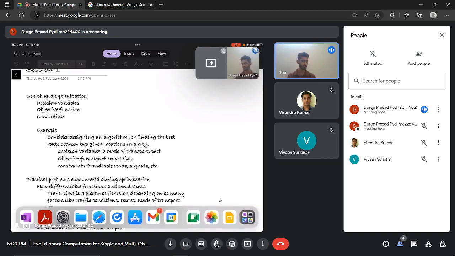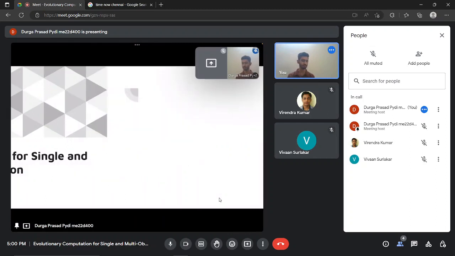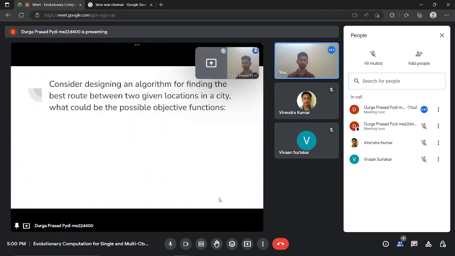So we'll go through one quick example to understand this. Say all of us will be using Google Maps. We want to go from one particular location to another location. You need to identify the route. If this is your optimization problem, what could be the possible objective functions?